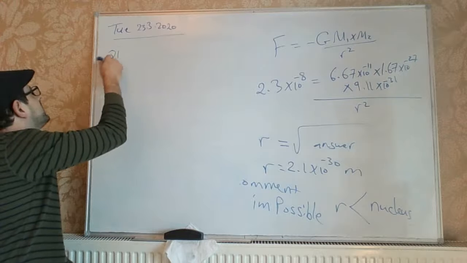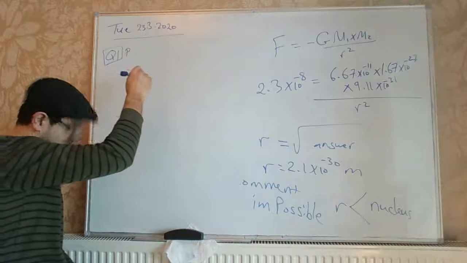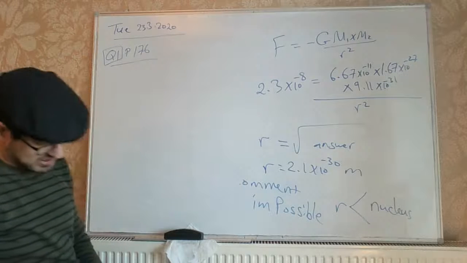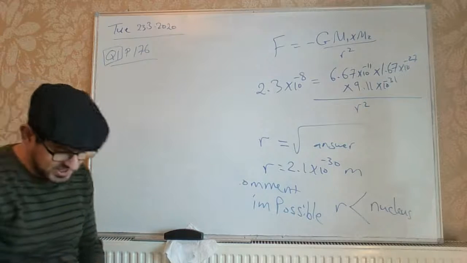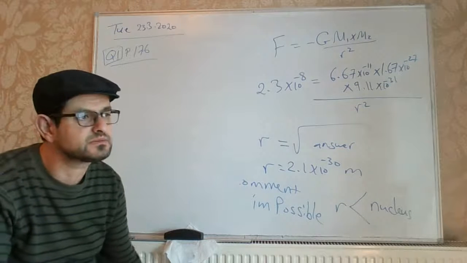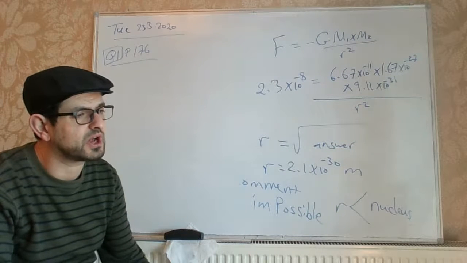Question 1, page 176. Now, which statement is correct? Gravitational field strength is a scalar quantity. What do you think?